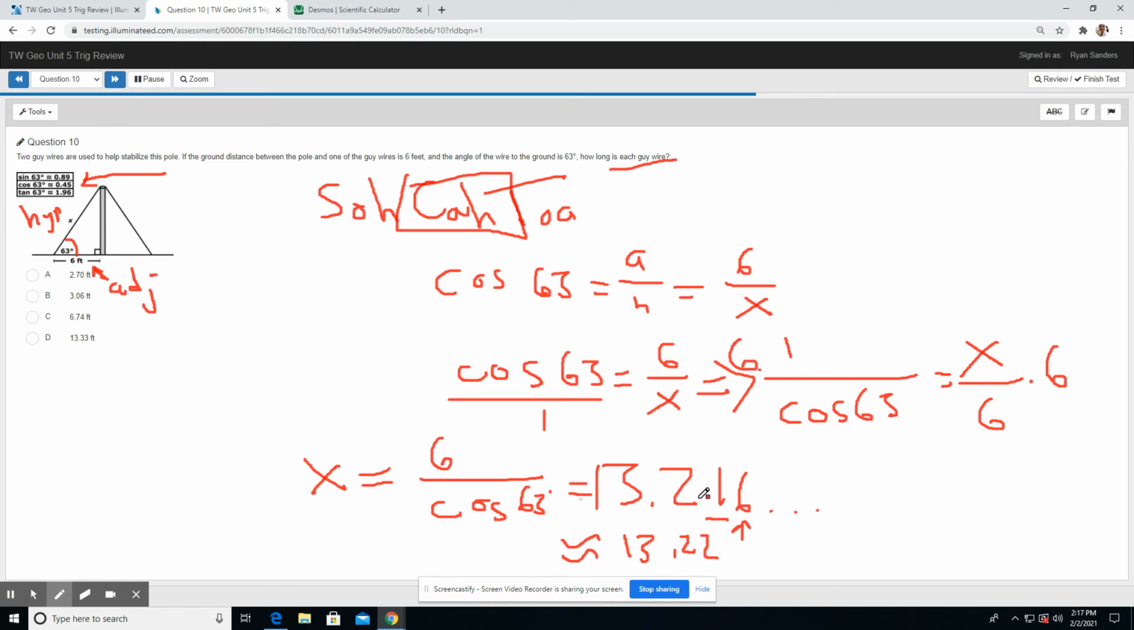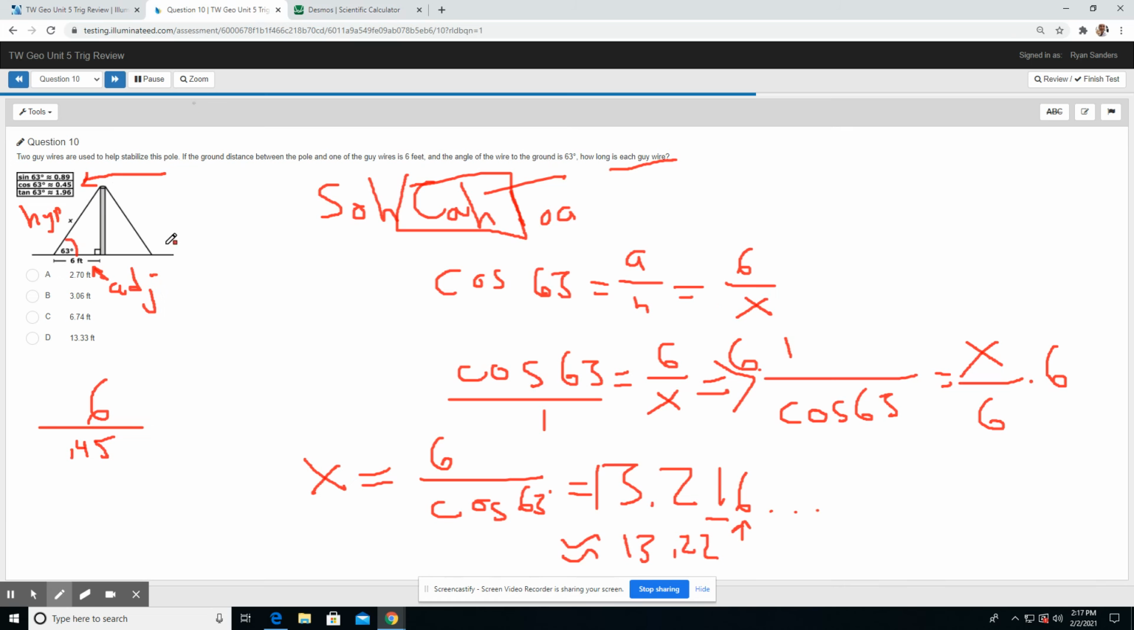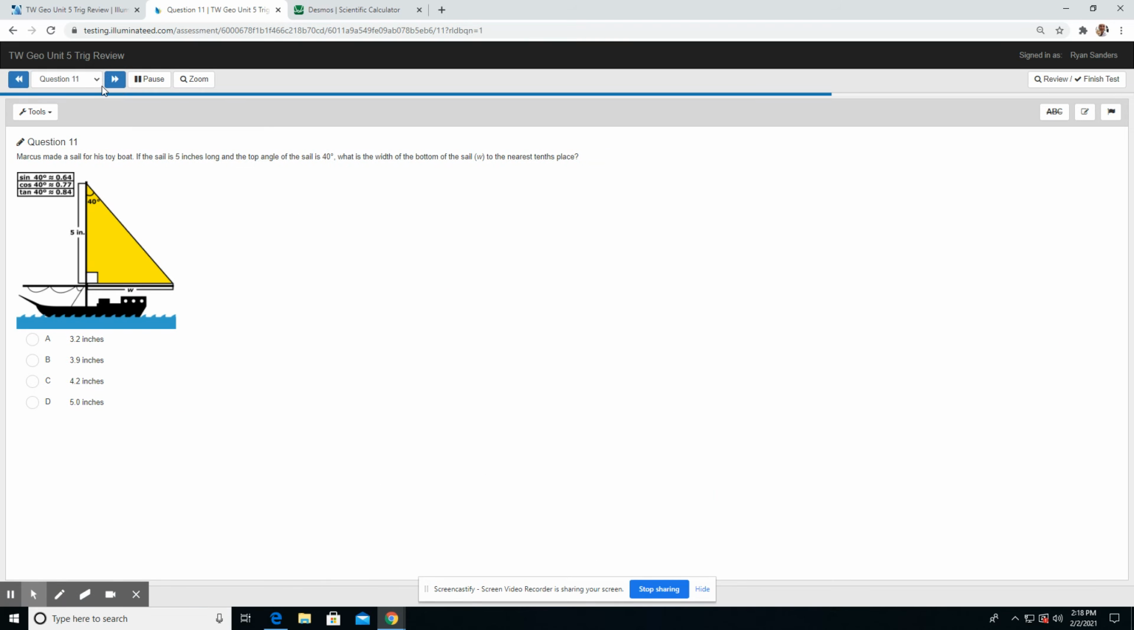They want us to use this approximation. That's fine. 6 over cosine of 63 is 0.45, they're saying. 6 divided by 0.45 is 13.33333. And there we are. Okay, so I'll try to remember. There's the table.